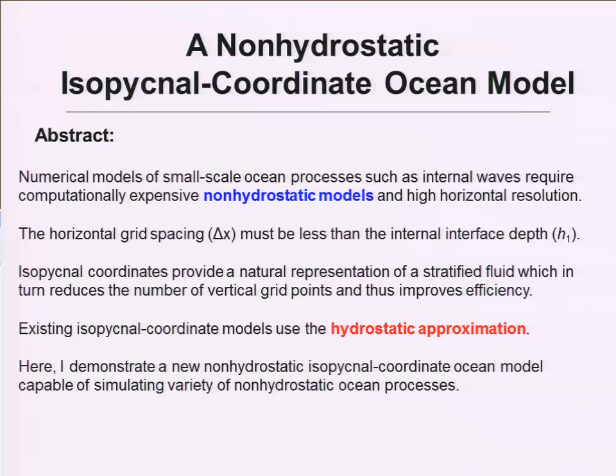Numerical models of small-scale processes such as internal waves require computationally expensive non-hydrostatic simulations and high horizontal grid resolution. The horizontal grid resolution that you need to resolve these non-hydrostatic effects scales like some depth scale. So in the case of internal waves, the horizontal grid spacing must be less than the depth of the internal interface. Isopycnal coordinates provide a natural representation of a stratified fluid, and so they reduce the number of vertical grid layers that you need, and this improves efficiency. Existing isopycnal coordinate models are purely hydrostatic, and so I'll tell you about a little development to make it non-hydrostatic.